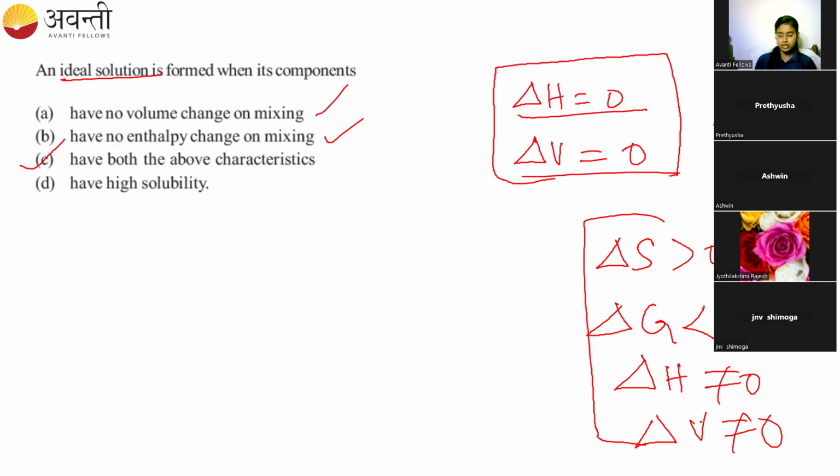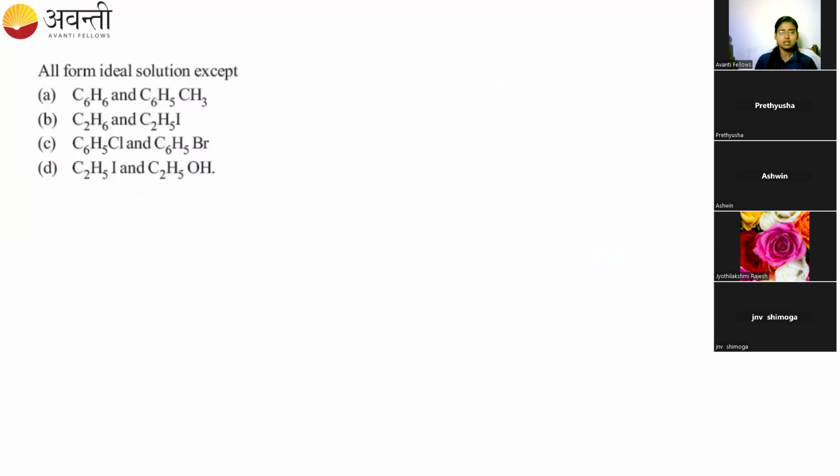So moving on to one more question for today's session. All form ideal solution except. All form ideal solution except. Now you have to give me the answer. This question is based on the examples which we have seen under ideal and non-ideal, right? So find out the answer from this by seeing the examples which you have written in your notebook. Just give me the answer here.